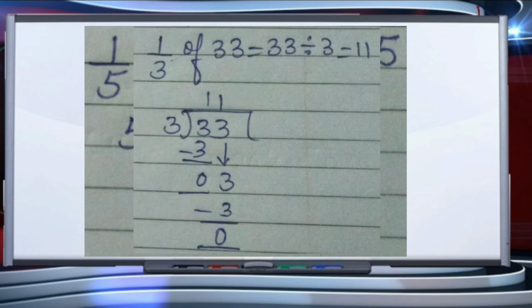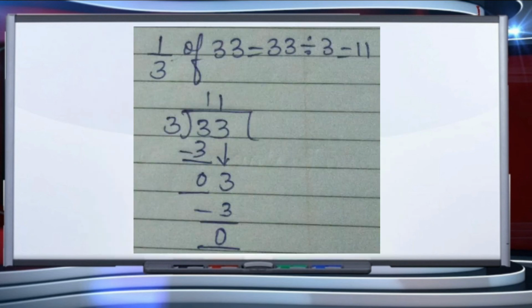Next is 1 third of 33. 1 third of 33 means divide 33 by 3. That is equal to 33 inside the bracket, 3 outside. 3 ones are 3. 3 minus 3 is 0. Then bring 3 down. 3 ones are 3. 3 minus 3 will be equal to 0. So the answer is 11. 1 third of 33 will be equal to 11.